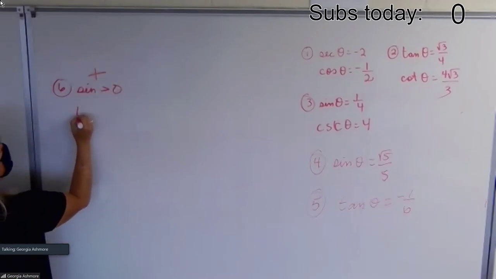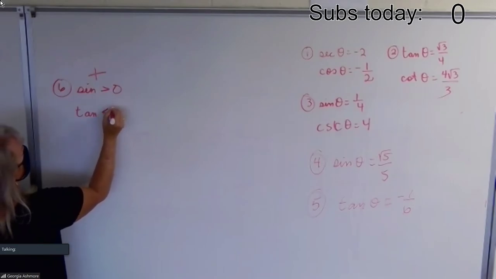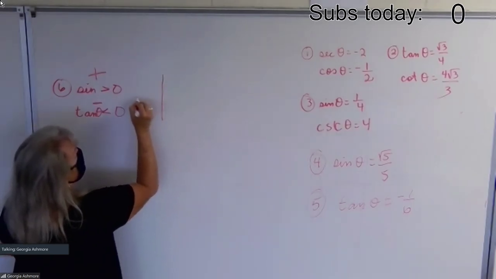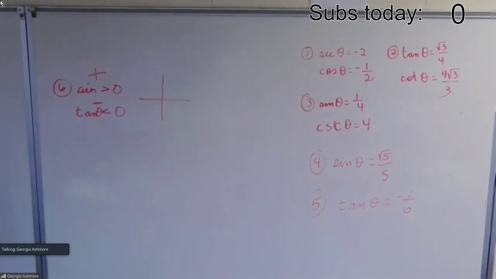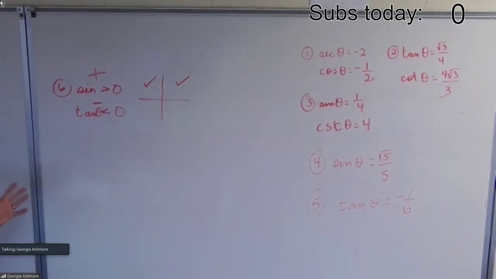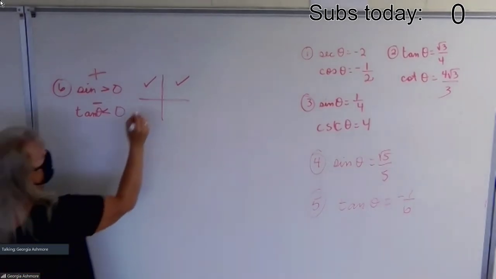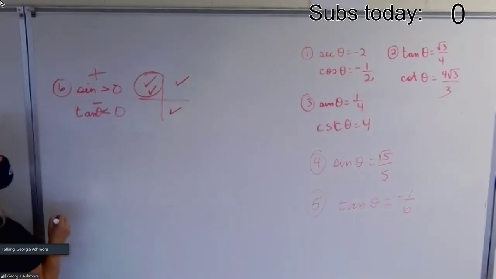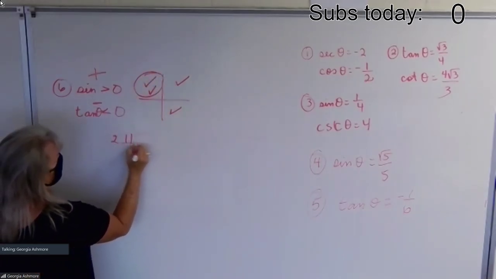And the next one tells me that tan theta is less than 0, so tan is going to be negative. Okay, this is how I'm going to do it. Remember that all students take calculus. So sine being positive would be in what quadrant? 1 and 2. Then both of these have got to be true, so you got to figure out where the tan is negative. And that's going to be in 2 and 4. So where did you have both of those true? 2. And that's what you wanted.